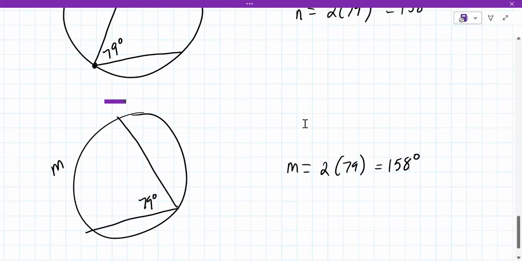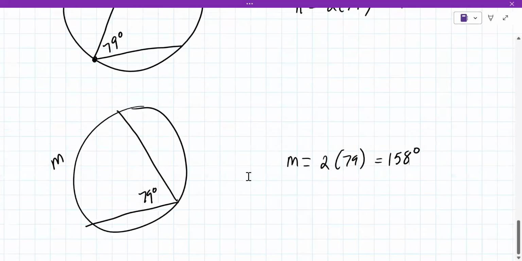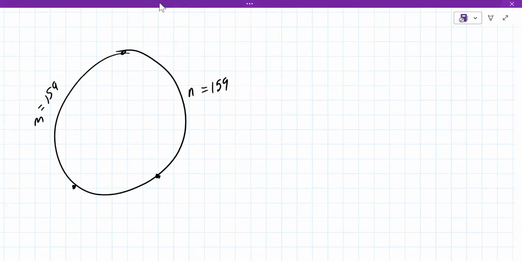M, like Matthew, N, like Nancy, they're the same value. Yes. Okay, so K. To get K, we've got to draw the circle yet again and label some points here. So this is M over here. This is N over here. This is 159. This is 159.